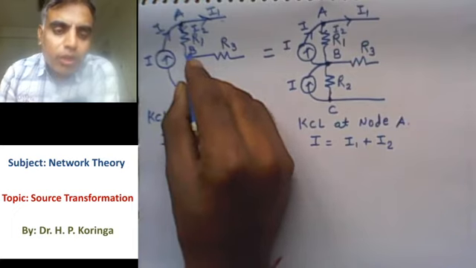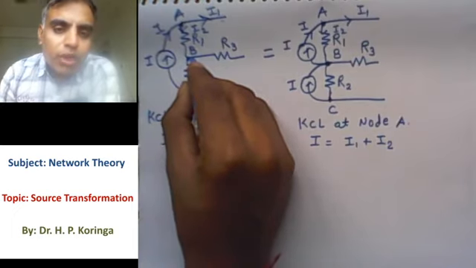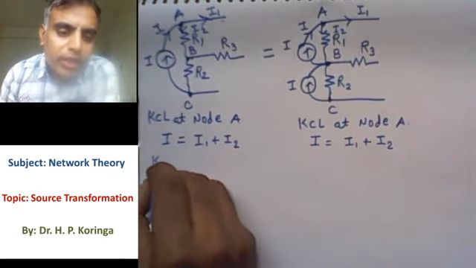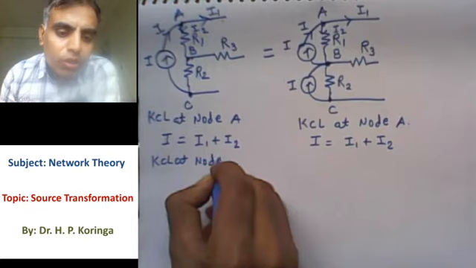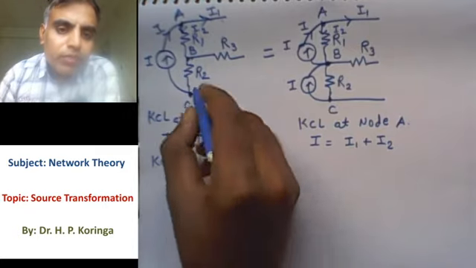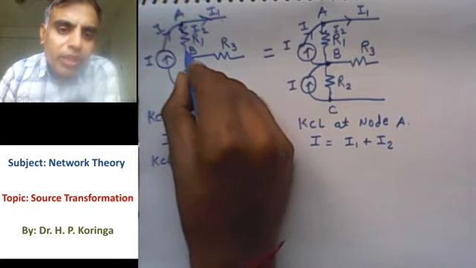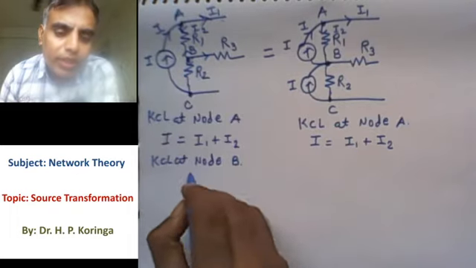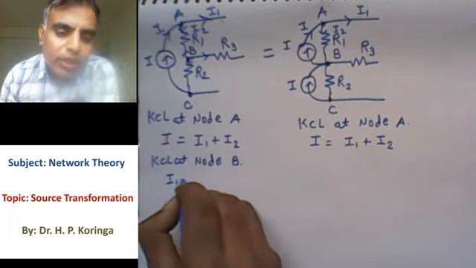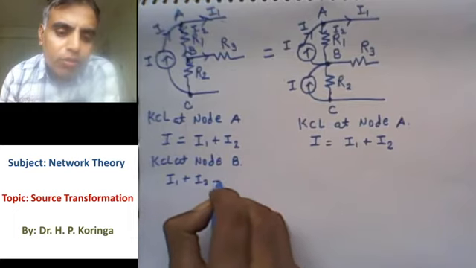Let it be proved for node B as well, that both networks are equivalent. So let me apply KCL at node B in this network. In this network, it has three currents I1, I2 and I3, and there is no incoming current, so the sum is equal to 0.